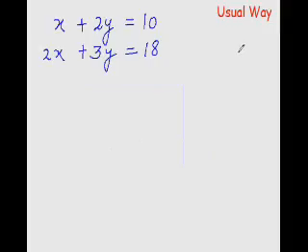Let me first tell you the usual way of solving the simultaneous equations. But before I do that, let me give you a brief introduction of algebraic equations. All right? So anything that has an equal to sign is called an equation. Now, equation has different parts. The alphabets that you are seeing, x and y, they are known as variables. All right?